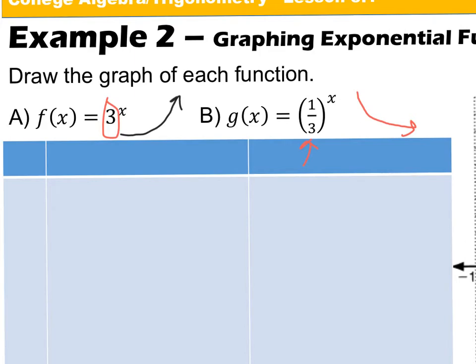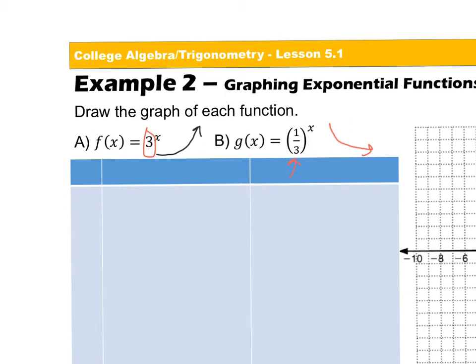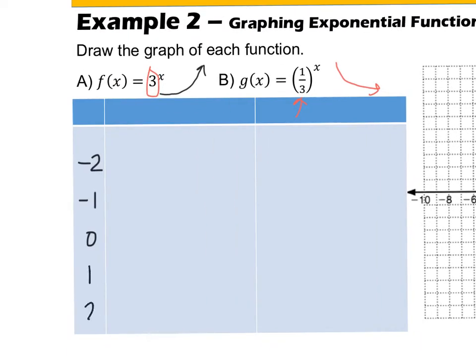All right, so if I was going to graph this, let's just practice with our calculators. I'm going to tell you to plug in negative 2, negative 1, 0, 1, and 2 to both of them. So in your calculator, do 3 to the negative 2 power, and what do you get? Do 3 caret, parenthesis, negative 2. 0.111.